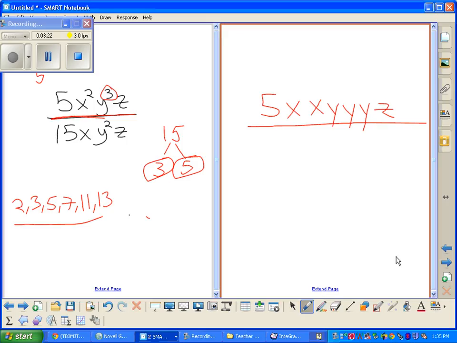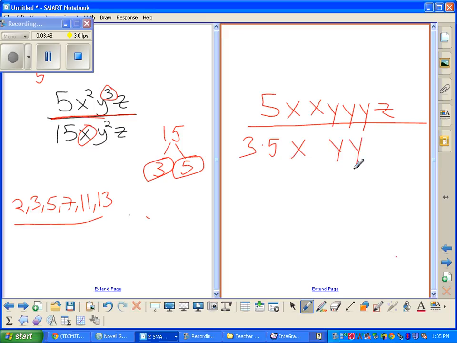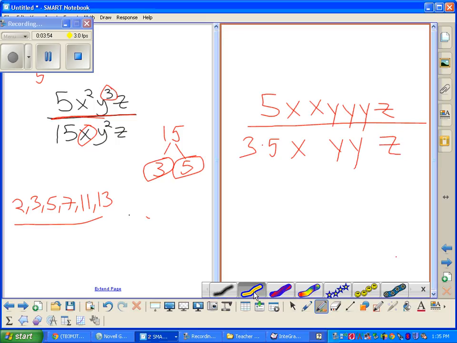Underneath it, the 15 we broke down into a 3 and a 5, right? Because 15 is 3 times 5. How many x's are there in this bottom one? 1. So I just put down an x. I'm going to put it right underneath the x because we'll do something with it in a minute. There's 2 y's. And there is 1 z. Does that make sense to everybody so far? It's not very difficult. You just take everything. They call it expanding. We're expanding all the numbers. You guys can probably do that, right?